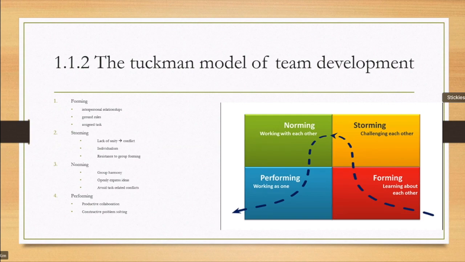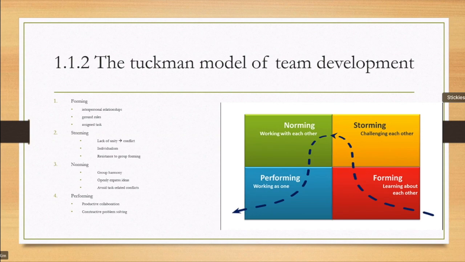Basically, forming is about getting together, developing ground rules, and assigning tasks. This is the first step of a group performance. That's what we do at the beginning of our semester with every group. Then there is the storming phase, where we don't really know each other. We try to figure out where we stand in the group.